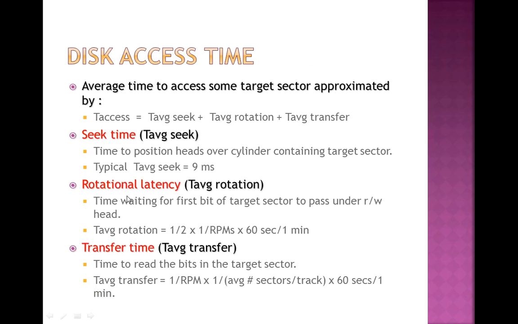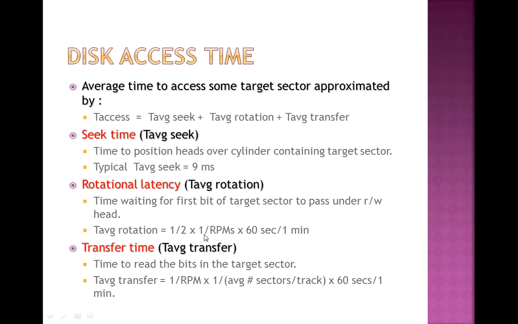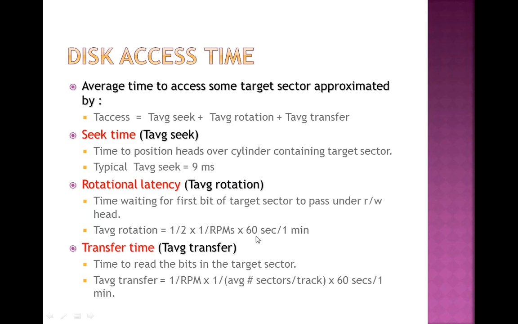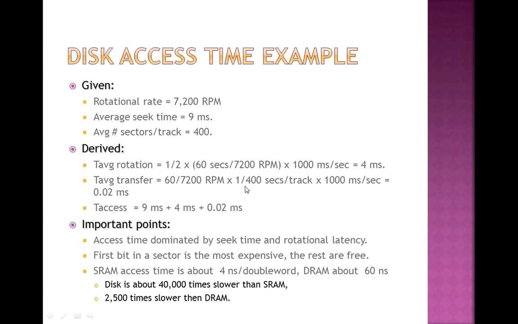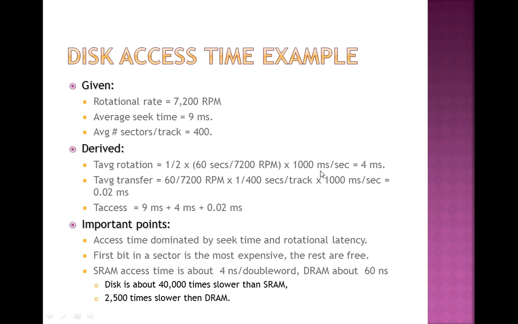This is T average transfer, that is half rotation, that is half into 1 divided by RPM. This is half into 1 divided by 60 seconds divided by 1 minute. This is 60 divided by 7200 because it is given 7200 RPM. Then divided by 1 minute, that is 1000 microseconds per second, that equals 4 microseconds.